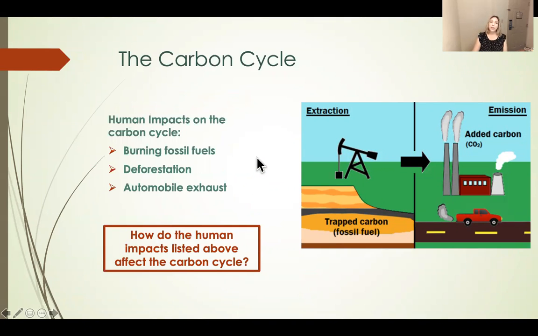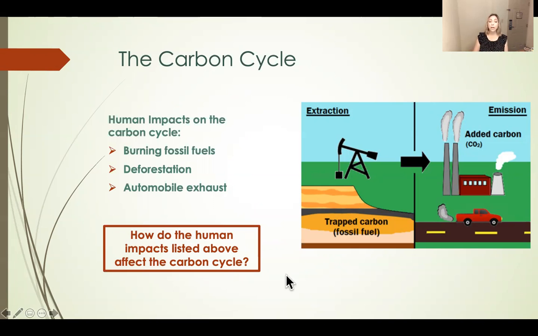So when I'm talking about carbon cycling, there are several things that humans do to impact the carbon cycle. Burning of fossil fuels, right? We use coal for energy, we use oil to power automobiles. Also, automobile exhaust has a lot of carbon dioxide in it as well.